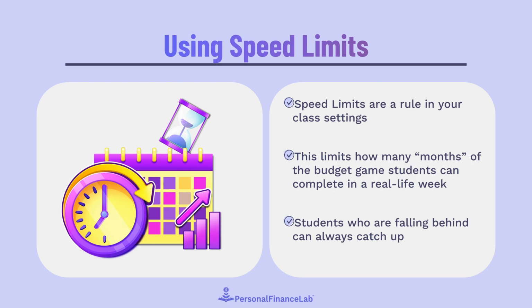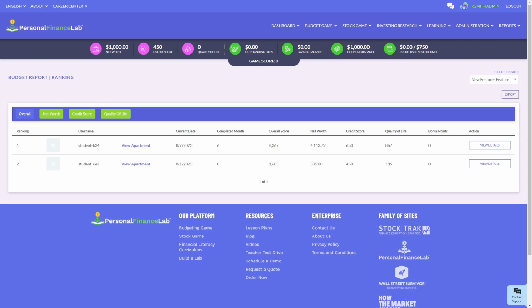So here's how it works. Here I am as a teacher, looking at my class budgeting game rankings, and I see one student is already 6 months through the game and another student has just barely started. So I want to give this student a chance to catch up and prevent this student from getting even farther ahead than the rest of the class.